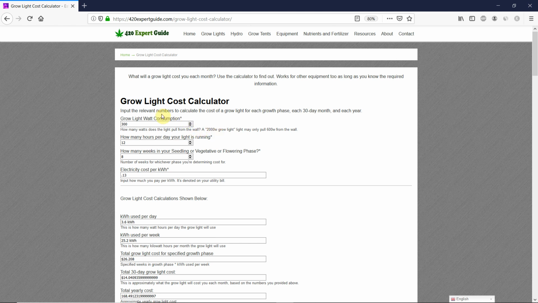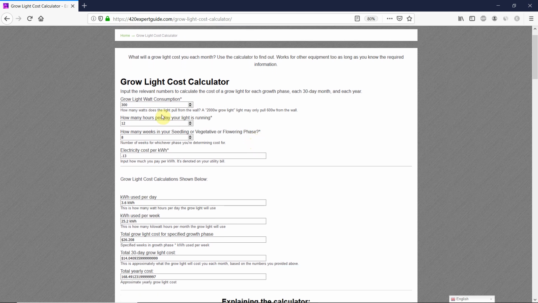So let's say you're using a grow light taking 300 watts from the wall. You're going to put 300 here. Next, you're going to select how many hours per day is your light running. If you're in the vegetative phase of growth, then typically that number is going to be 18 hours a day. But if it's not, you can adjust it for whatever you're using.